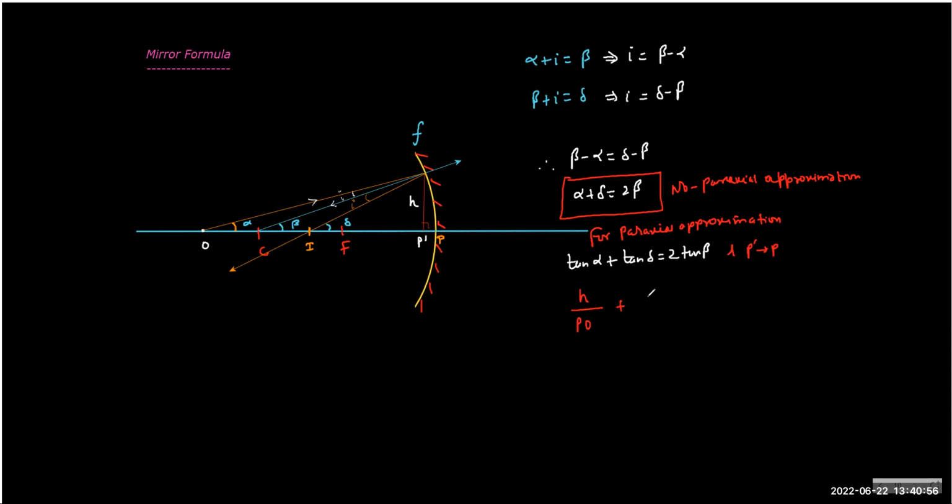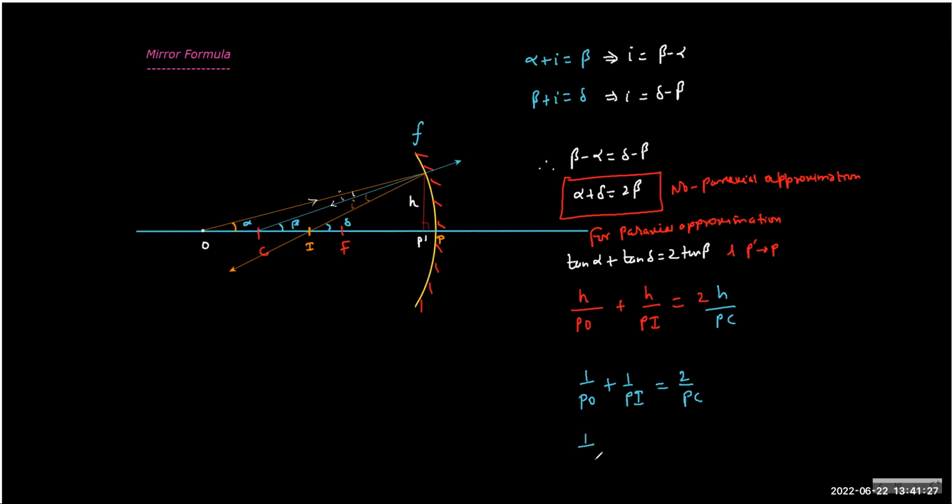Tan delta is how much? PI. And tan beta is how much? Tell me guys. So beta is PC. Yes, sir, PC. So we get the relation 1 upon PO plus 1 upon PI is 2 upon PC. Now what we do is we substitute the symbols, but even to substitute the symbol, we use the sign convention.